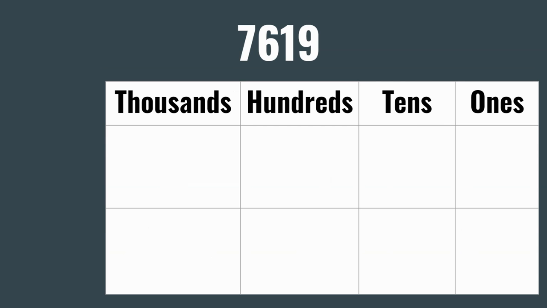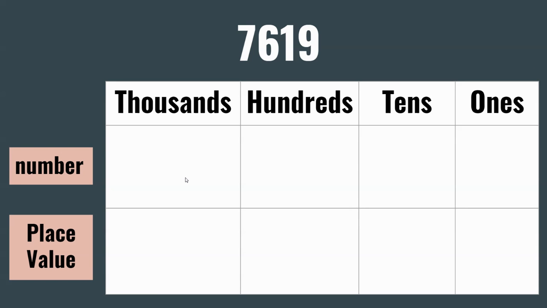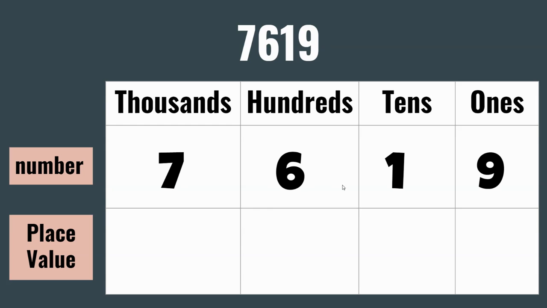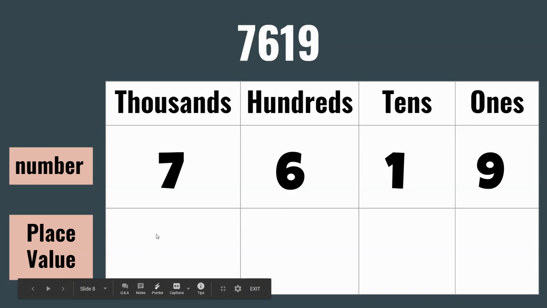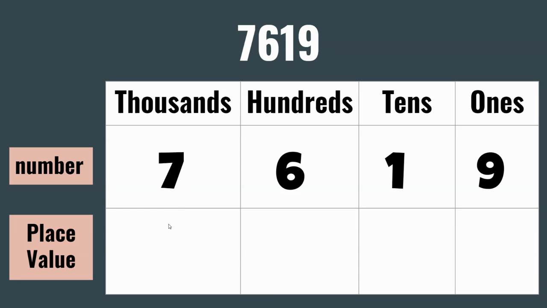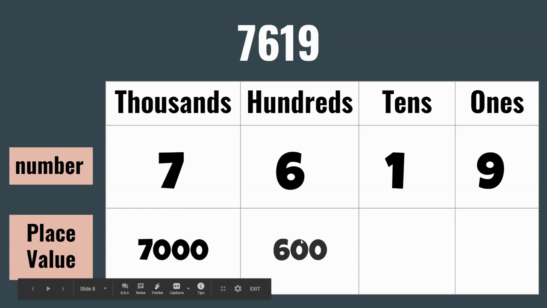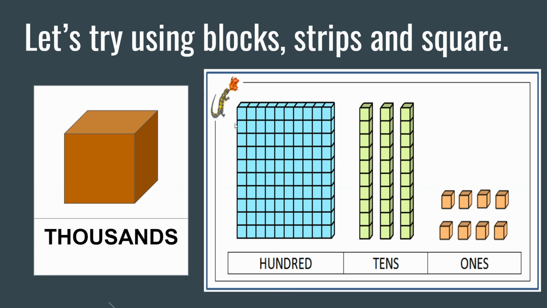Next is 7,619. First, let us put it in its correct columns. 7,619. Now, it says that there are 7,000s in this column. So the value of 7 is 7,000. Well, 6 is in the hundreds, so it is 600. 1 is in the tens, so there is only 1 ten. And lastly, 9 in the ones.